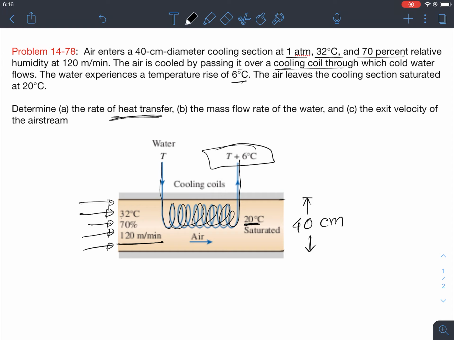So it is asking us for the rate of heat transfer, or heat absorption, happening here, Q_L, and then the mass flow rate of the water, as well as the exit velocity of the air stream. We know V1, and they are asking us for V2. So let's take a look at how we can solve this problem.